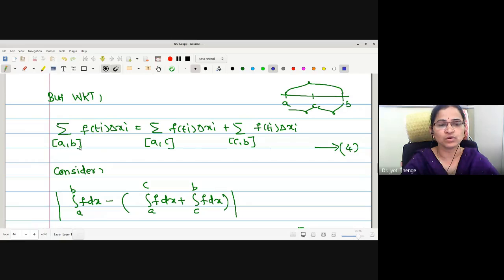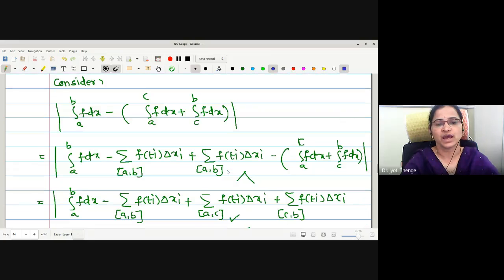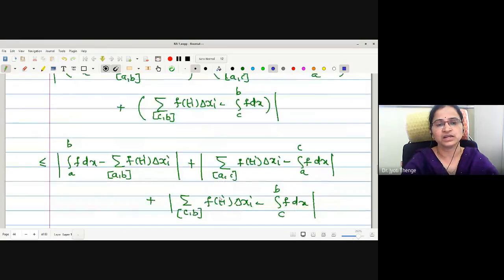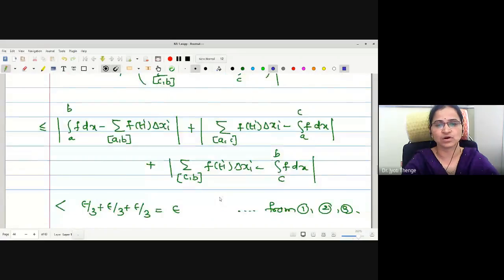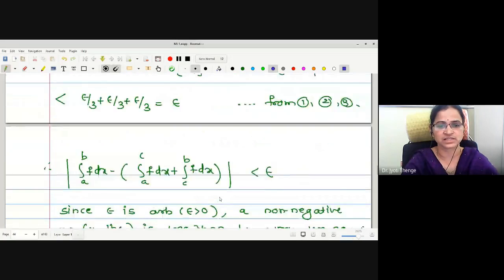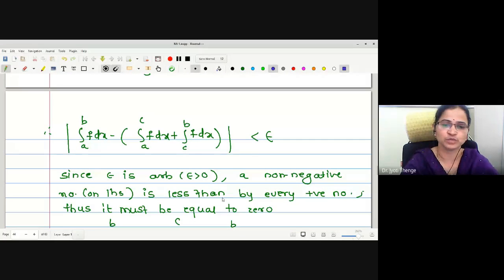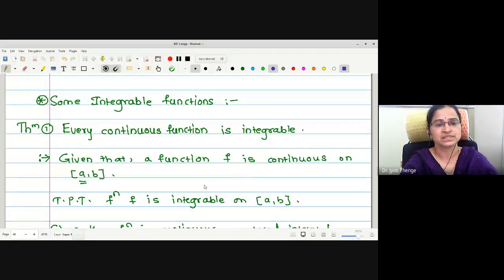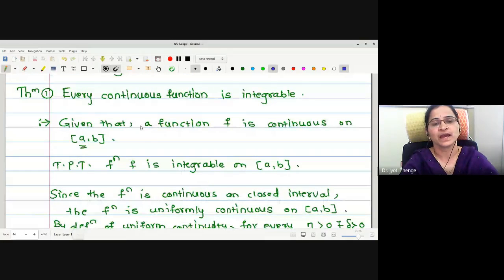Riemann sum on [a,c] plus Riemann sum on [c,b], and with the help of this and a few mathematical steps, we have proved that the modulus of the difference of the left hand side and right hand side is less than epsilon, which actually proves that the two terms are equal. The second theorem we have proved is that every continuous function is integrable.